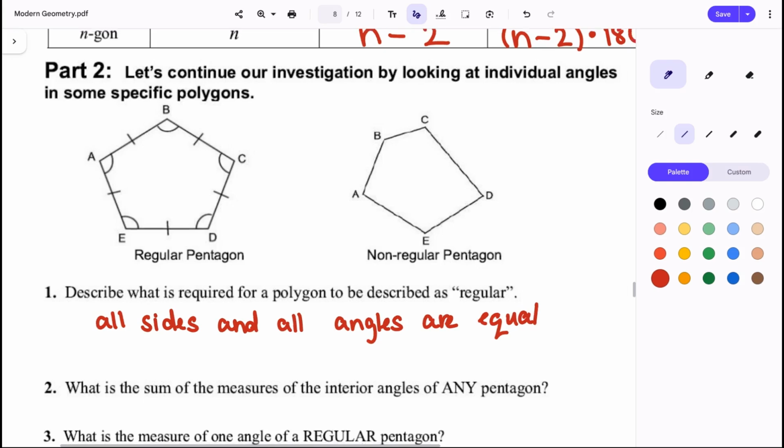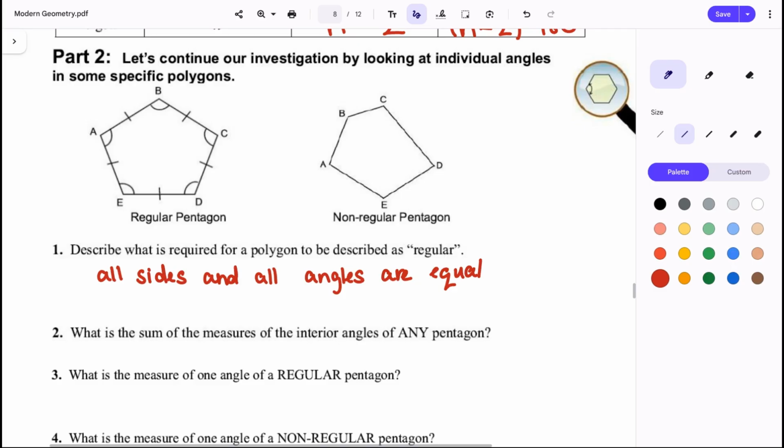All right, so then they're going on to ask some specific questions about the regular polygon here. What's the sum of the measures of any pentagon? Well, we would use our formula that we talked about up above, which was 5 minus 2, because that would be your n. N would be 5, because it's a pentagon, times 180. What did we say that sum was? 540. So up on my shape there, A, B, C, D, and E, if I add those all together, I get 540.